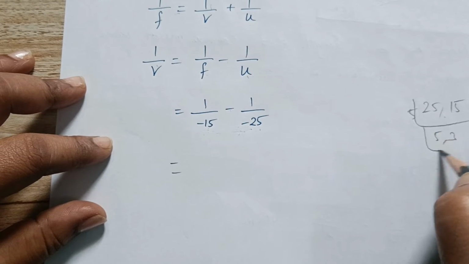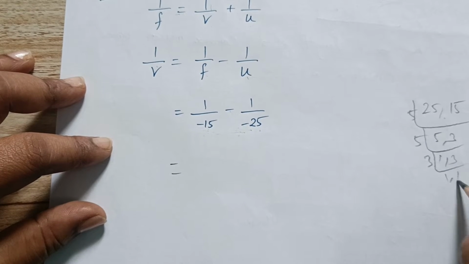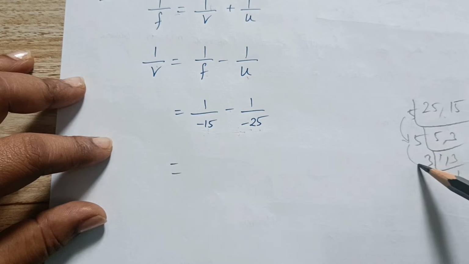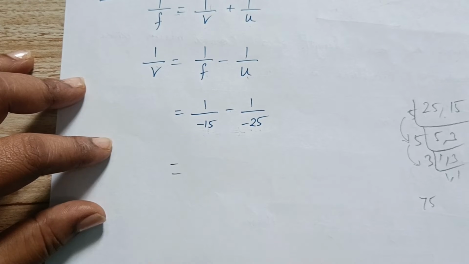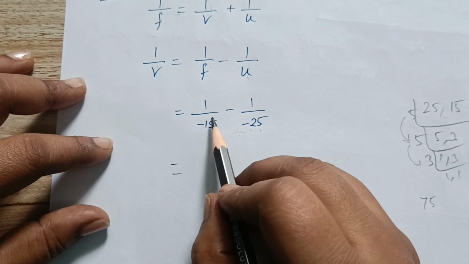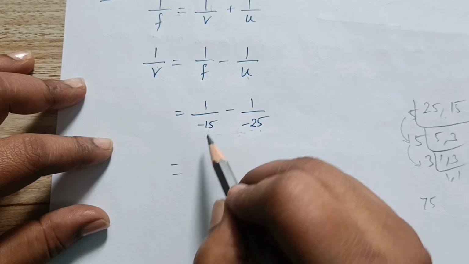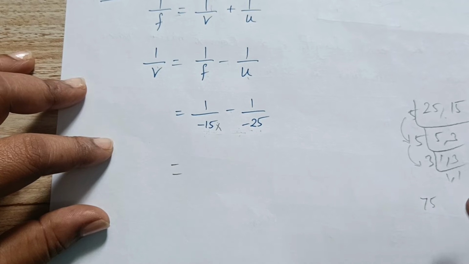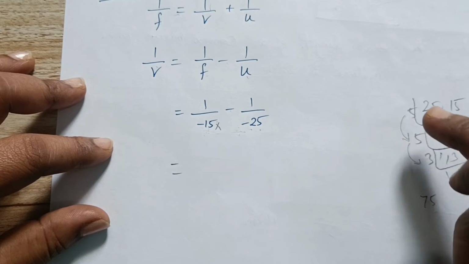5, 3, again 5, 3. So your LCM is 5 5s are 25, 25 into 3 is 75. So we have to make the denominator 75. Here we have to remove this negative sign also. So here we are going to multiply by 3 is there, 15. 5 3s are 15, so 15 is there, by which number does it have to be multiplied?